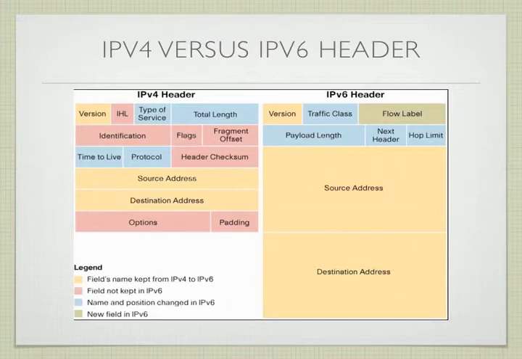This is slight renaming taking place in the blues. We're changing type of service to traffic class. Time to live becomes a hop limit, which is essentially how time to live was being used anyway, as you know from IPv4. The total length of the packet becomes the payload length, since we always know the size of the header.